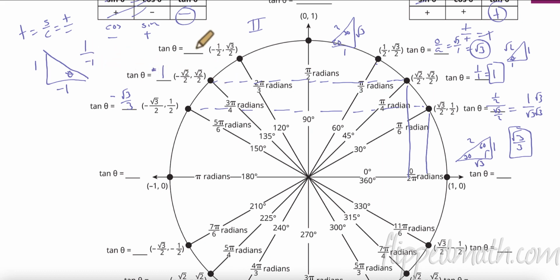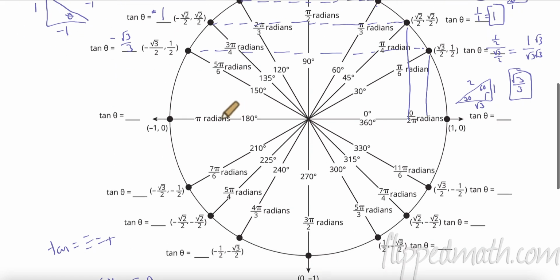Let's do this one. Tangent of 120 is going to be the same as the tangent of 60. Radical 3. So this is going to be a radical 3, but it's in the second quadrant, so it's negative.